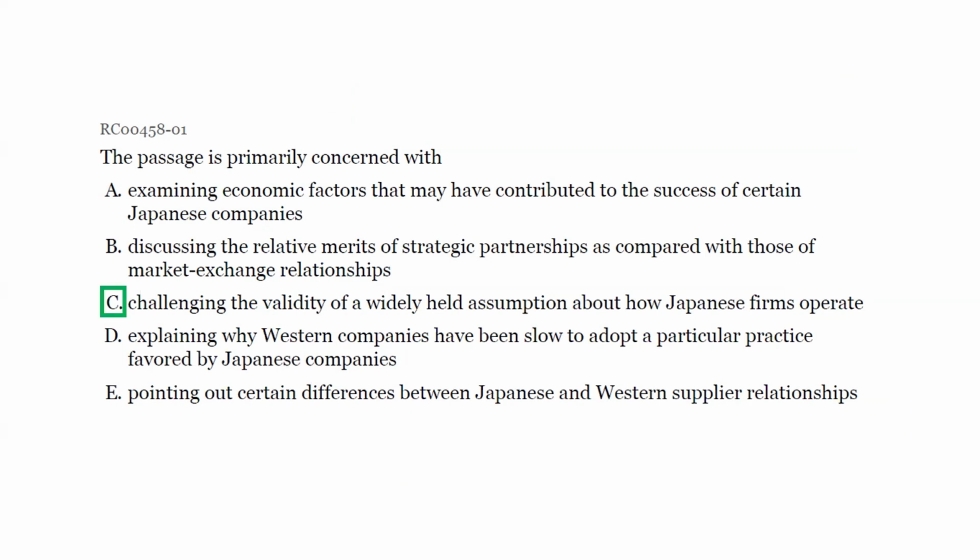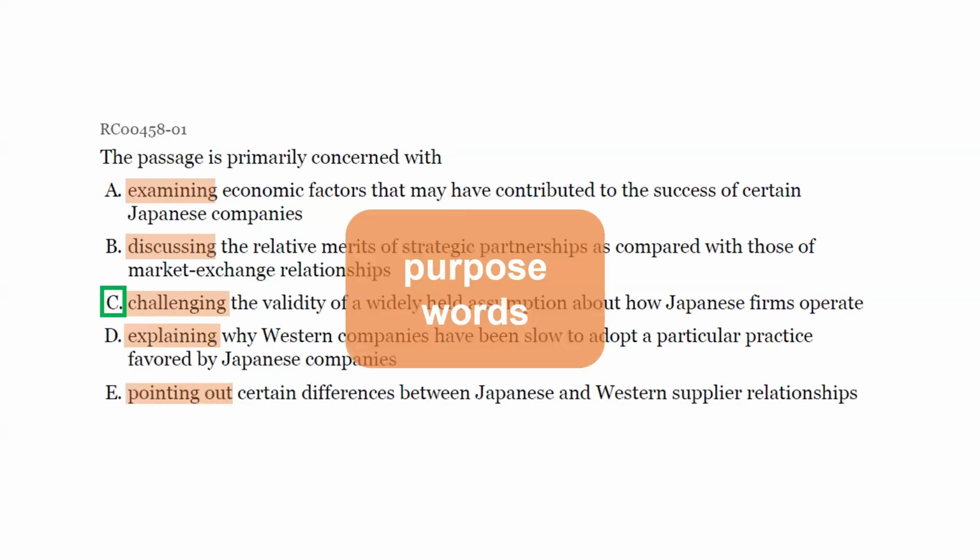Even if you got this one right, let's look closely at the process. The first word of each answer gives a purpose, and general questions often start like this. I'm going to call these purpose words, and it's worth getting to know how the GMAT uses them. If the passage was discussing something, we'd expect pros and cons. We'd also expect a more neutral tone than the one we saw. For explaining, we'd expect some reasons. For pointing out, we'd also expect some kind of neutral tone.